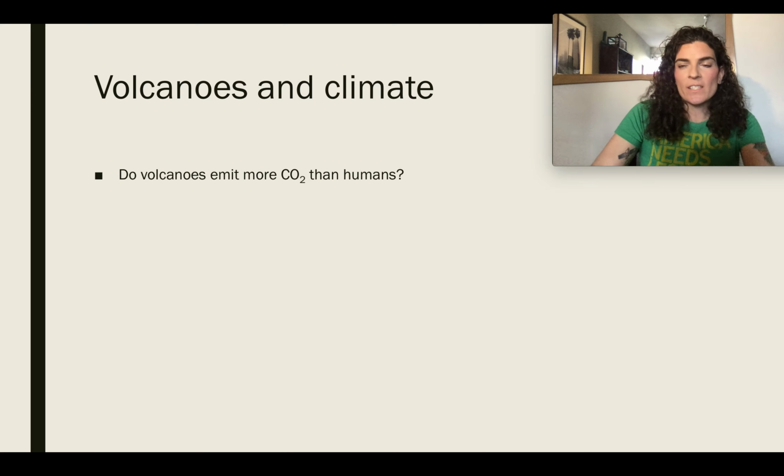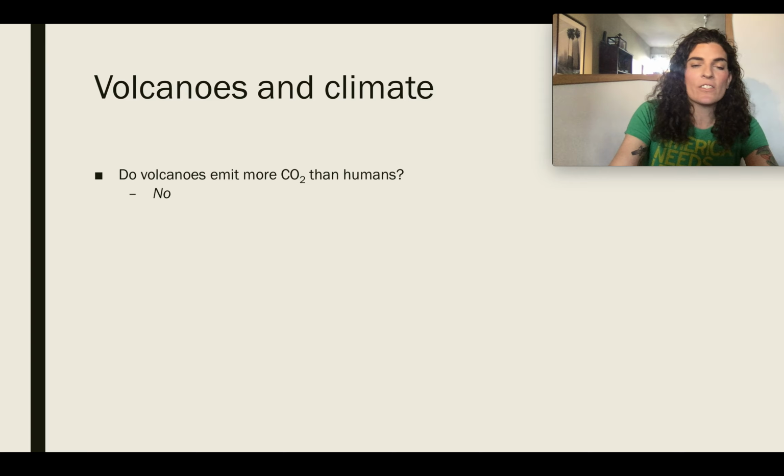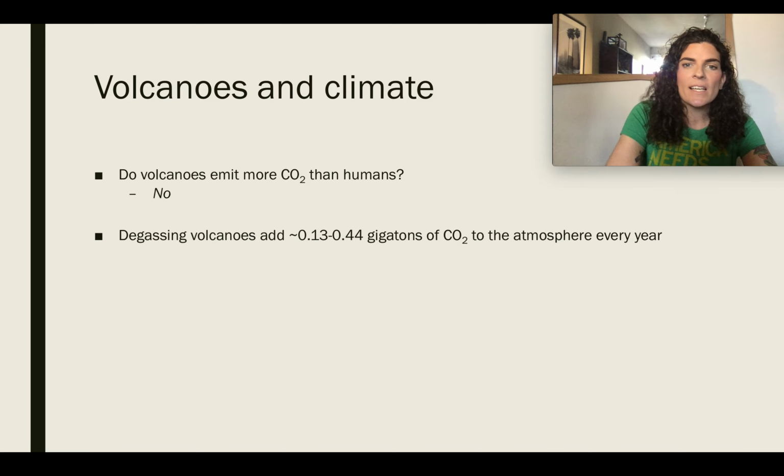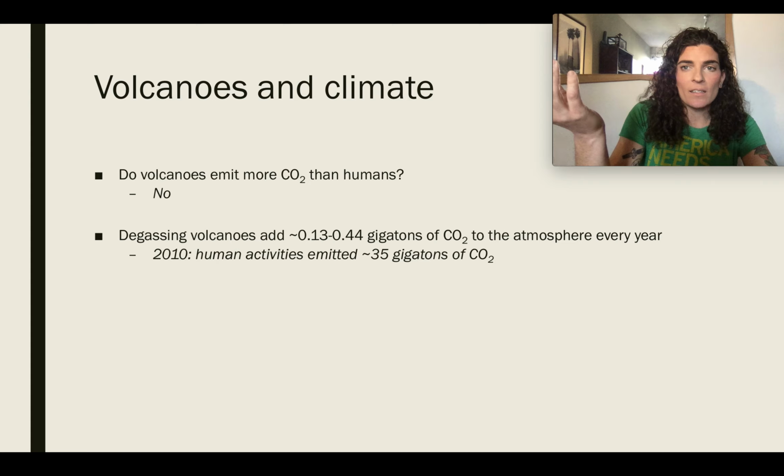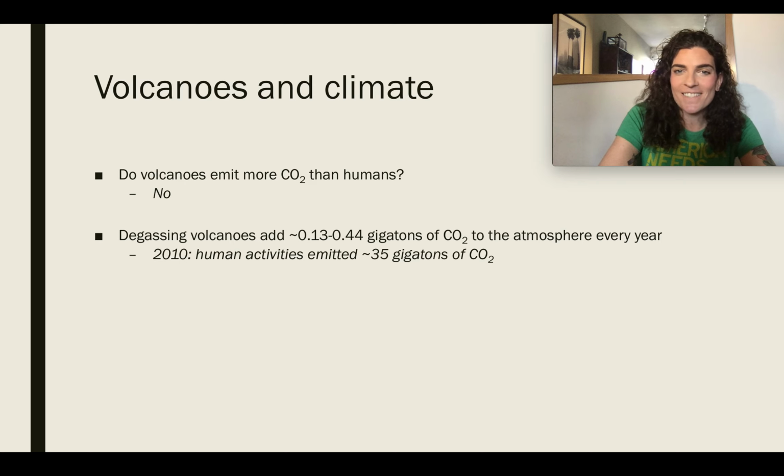So first, some questions, some answers. Do volcanoes emit more carbon dioxide than humans? The answer, of course, is absolutely not. Degassing volcanoes add between 0.13 and 0.44 gigatons of carbon dioxide to the atmosphere every year. Conversely, human activities in 2020 emitted about 35 gigatons of carbon dioxide, so quite a significant multiplier there between the two.